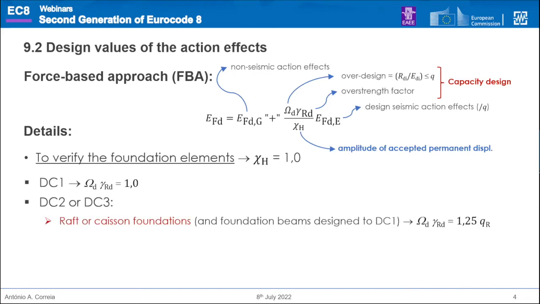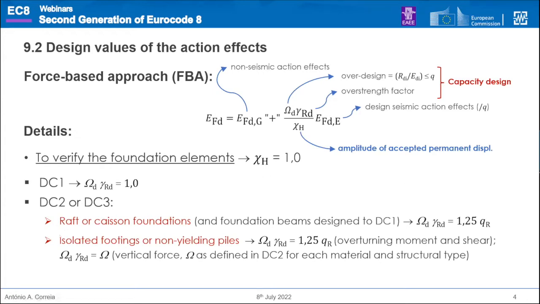For the different ductility classes, we have different values of the capacity design factors. So if we're dealing with ductility class 1, which is the lower ductility class in the structural members or the foundation elements, this capacity design factor is taken as 1. When we are dealing with ductility class 2 or 3, so larger ductility classes, these factors will depend on the type of structure being considered, on the type of foundation being considered. So if we have raft or caisson foundations, as well as foundation beams, which are designed to DC1, this factor will be equal to 1.25 times the component of the behavior factor which is related to the redundancy of the geotechnical system and the structural system.